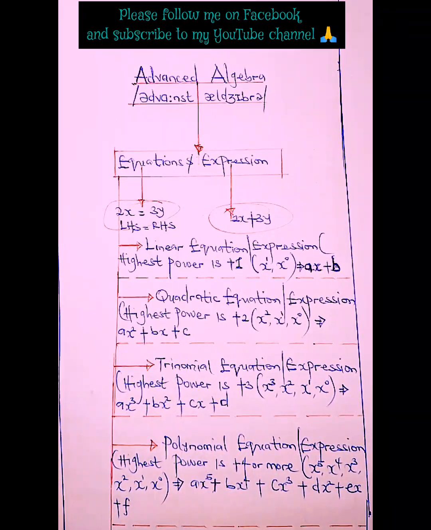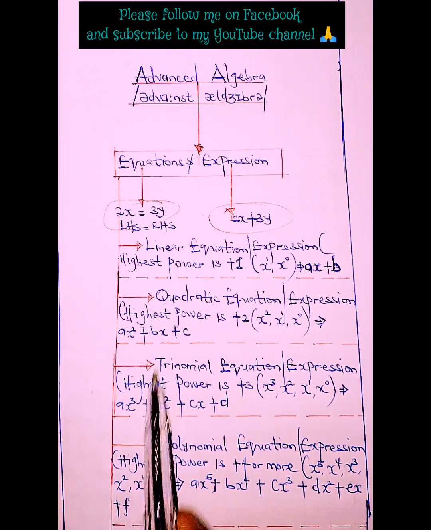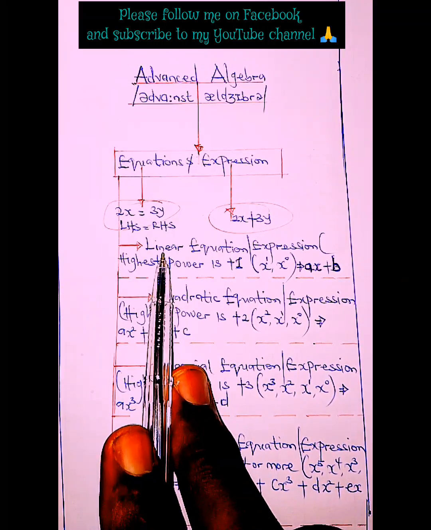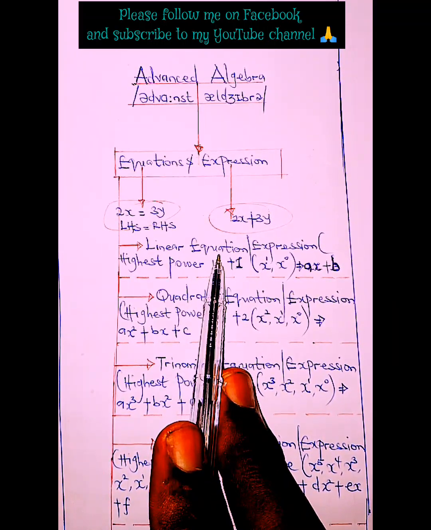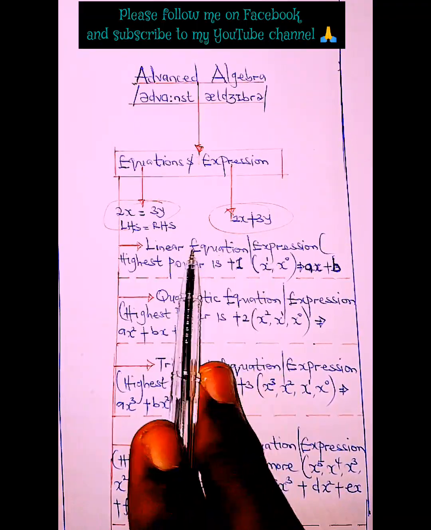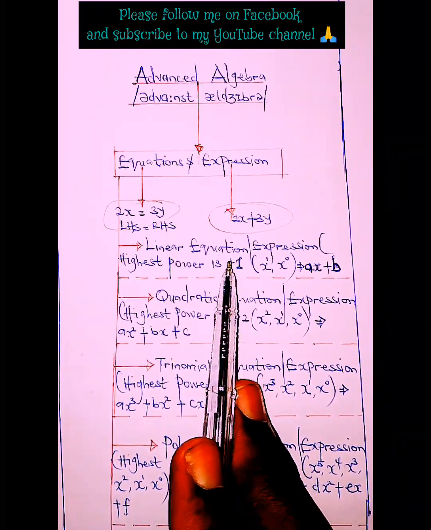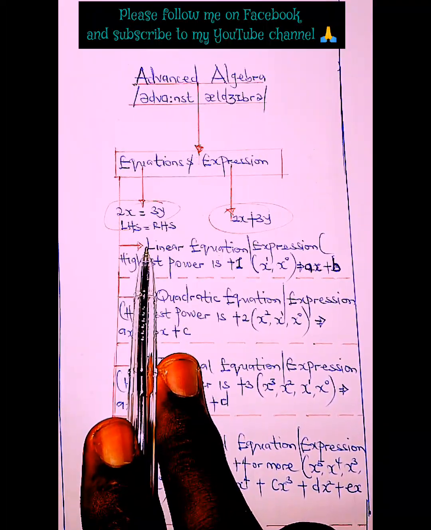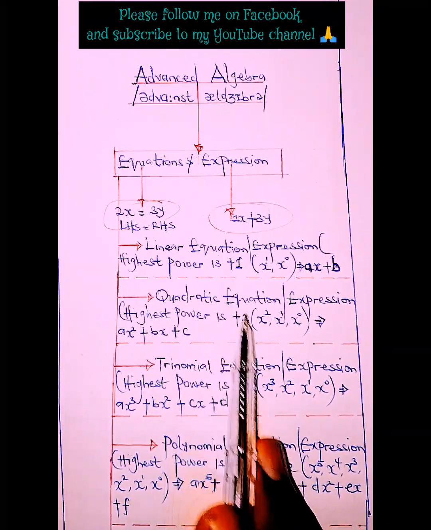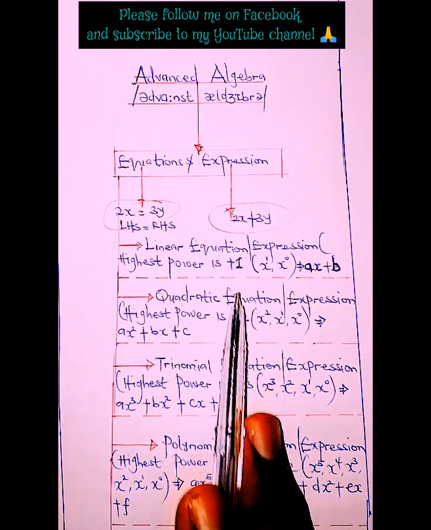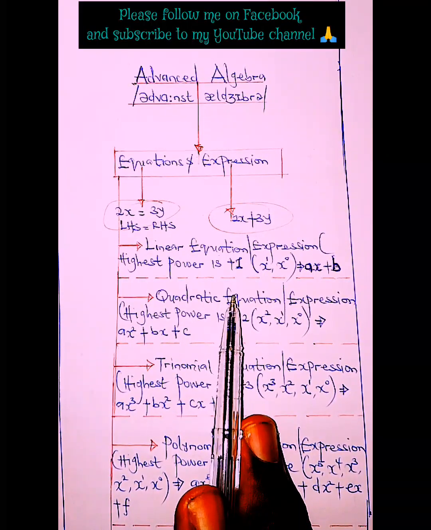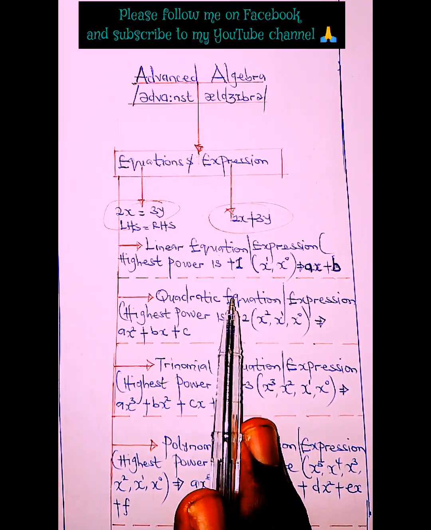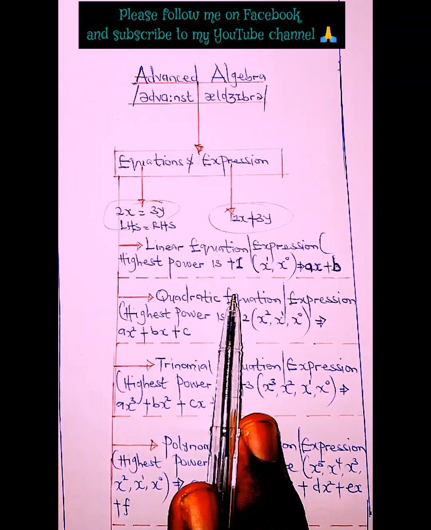Now there are different kinds of equations and expressions. The first we have here is what we call the linear equation, or sometimes it could be an expression. Don't forget, equation and expression are virtually the same thing, but the major difference between them is that one has an equality sign and the other doesn't. So when we talk about linear equation, how do we identify a linear equation when we see it in a question? Because that's one of the major challenges.